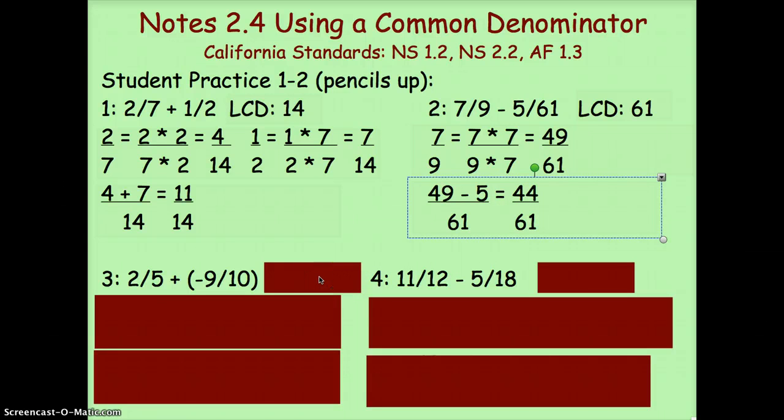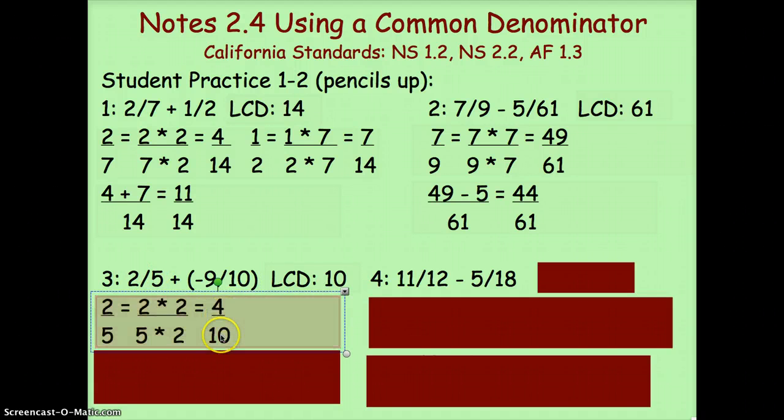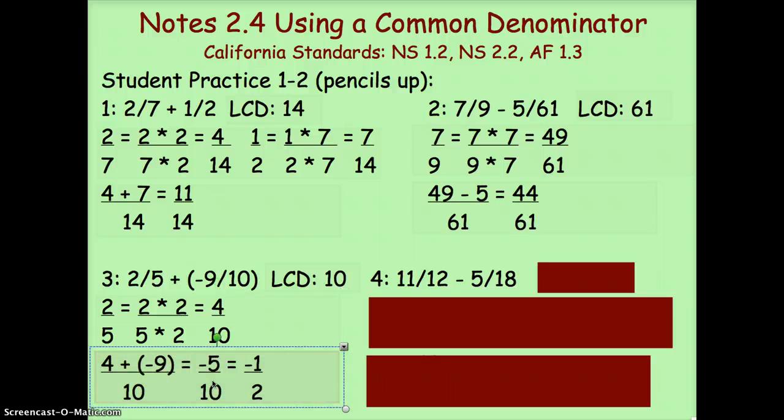Problem number 3, my LCD here, of course, is 10. I need to change this into a new fraction with an LCD of 10. Now here I want to be careful. Remember, I'm adding a positive plus a negative. So I'm secretly subtracting. I end up with negative 5/10, which of course reduces to negative 1/2. Remember, if you forget that negative, it is completely wrong, so you want to be very careful.